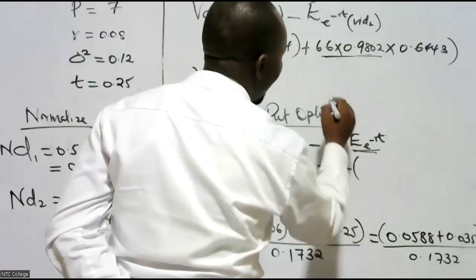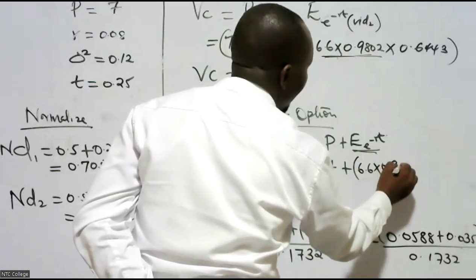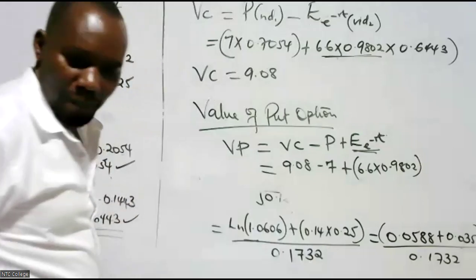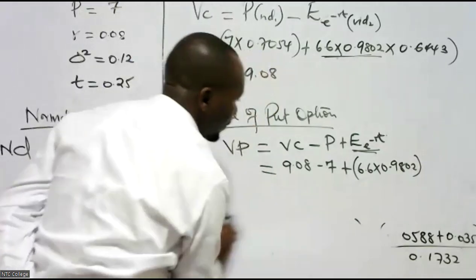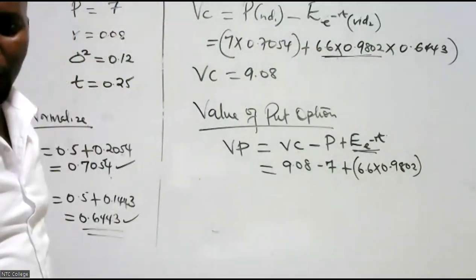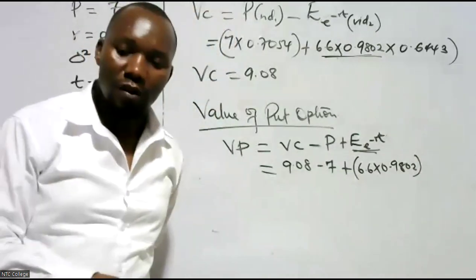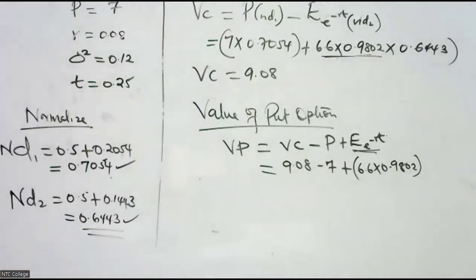You have the product of 6.6 times 0.9802. What is that? That is the value of put option. So the examiner can ask you value of call option, and after that, they also tell you to solve the put option.